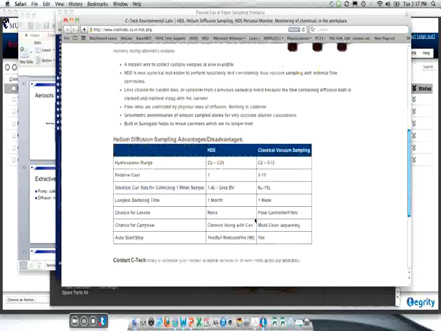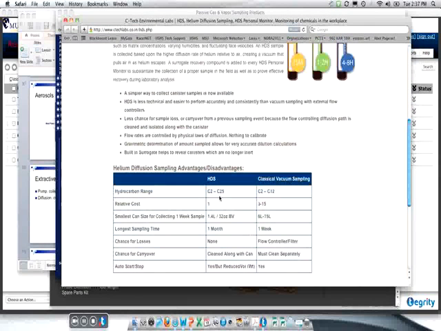And there are some real advantages to using these in terms of technical ease of use as well as reproducibility. And again, it's based upon the flow rates being controlled by the diffusion rates for helium. So calibration is real simple on these.